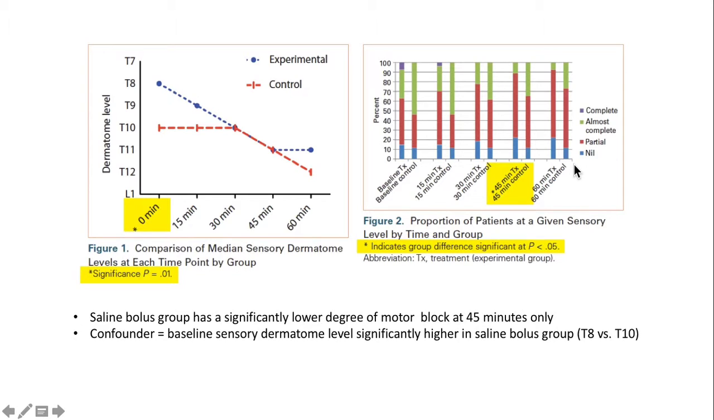So there's a trend overall that favors the saline bolus compared to the control group. But with this sample size, we only found a significant difference at 45 minutes. I mean, this wasn't a huge sample size. So the saline group had a significantly lower degree of motor block at 45 minutes only. However, there was a confounding variable. There were baseline differences in sensory dermatome levels in the treatment group compared to the control group.